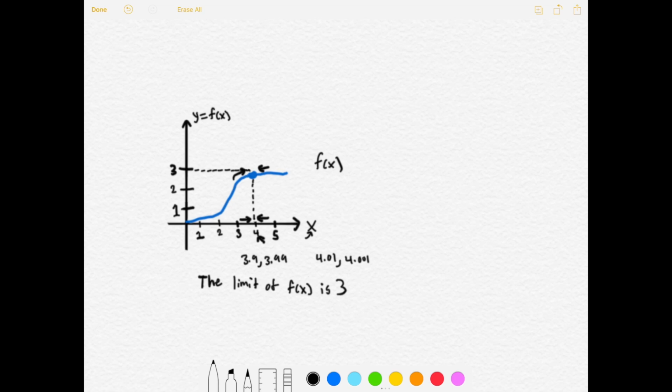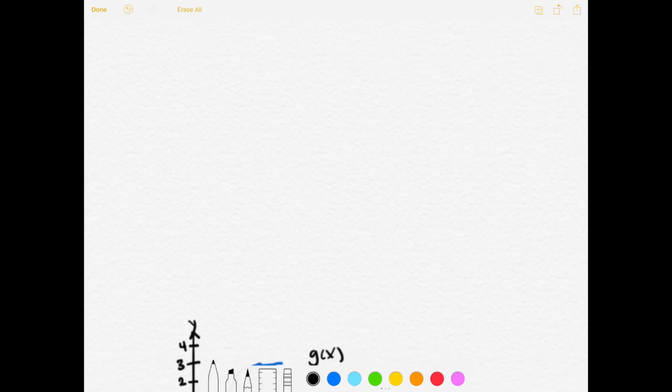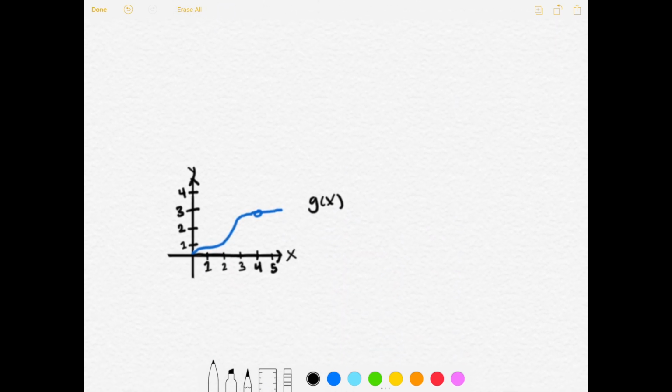Now, let's do another example. So here we have the function g of x. Again, here we're trying to find the limit of the function g of x as it gets closer and closer to the x value 4.